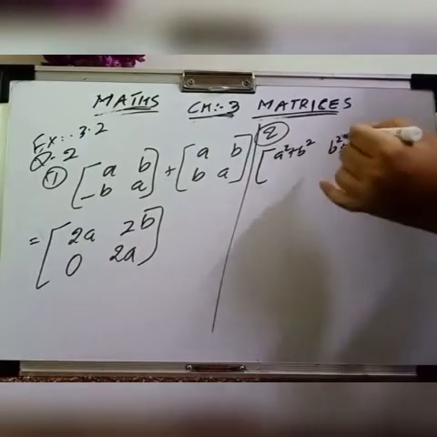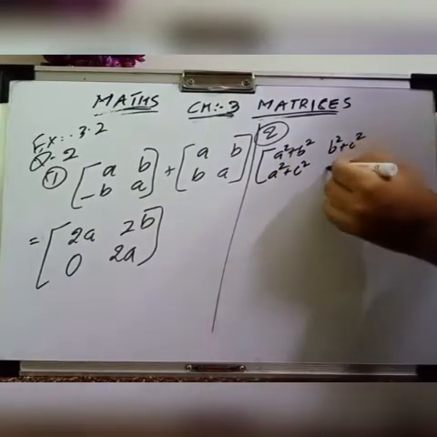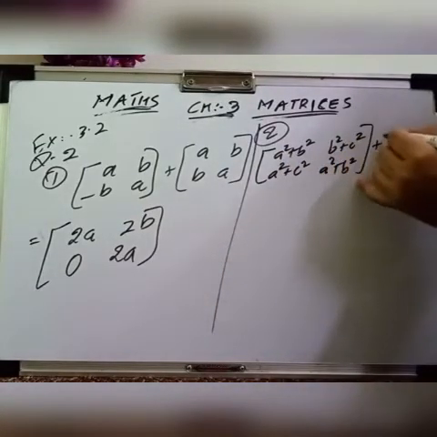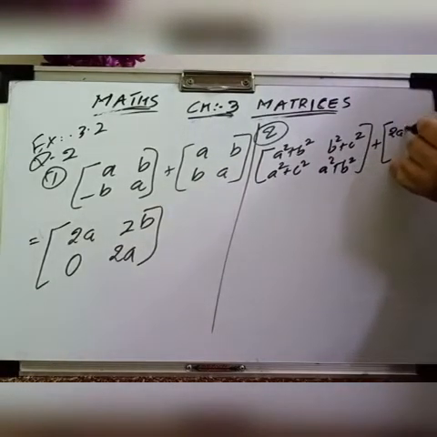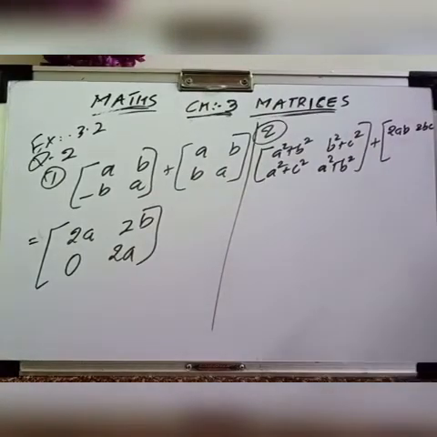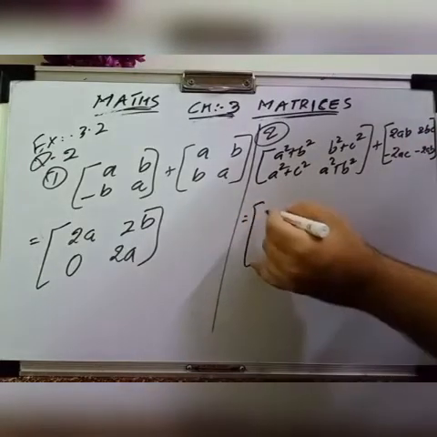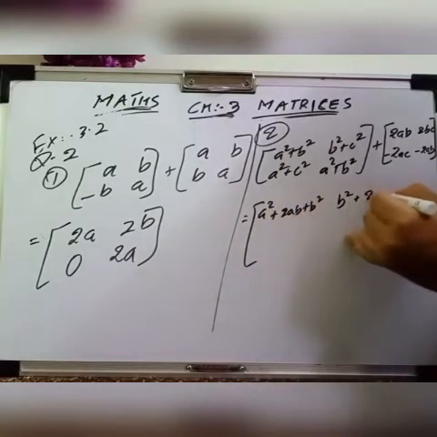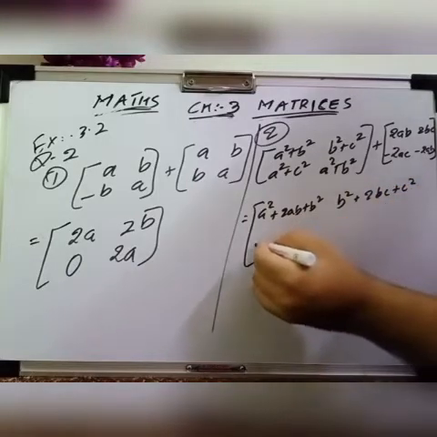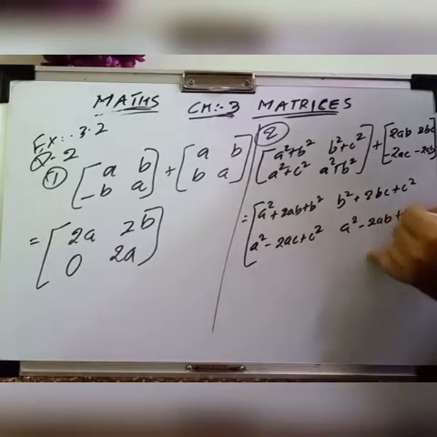Let's try to understand the second question, where it is given A square plus B square, B square plus C square, A square plus C square, and A square plus B square, plus 2AB, 2BC, minus 2AC, minus 2AB, right? So I will add corresponding elements. I will have A square plus 2AB plus B square, B square plus 2BC plus C square, A square minus 2AC plus C square, A square minus 2AB plus B square.